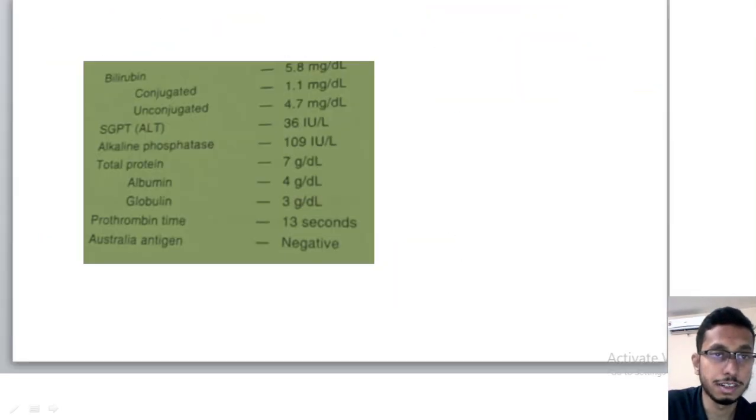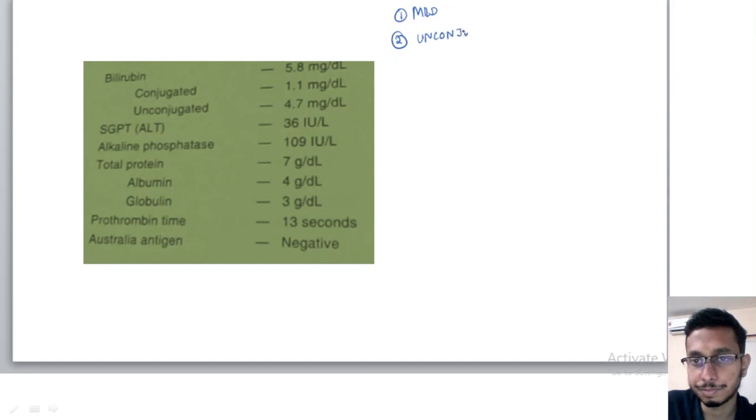Now, coming to the next chart, what does this chart signify? So we have again given a condition in which bilirubin is raised. How much is it raised? It is 5.8. Again, it is mild hyperbilirubinemia. First step. Second, check whether it is conjugated or unconjugated. It is unconjugated. Once you get unconjugated, the differential is totally clear. It is pre-hepatic jaundice.